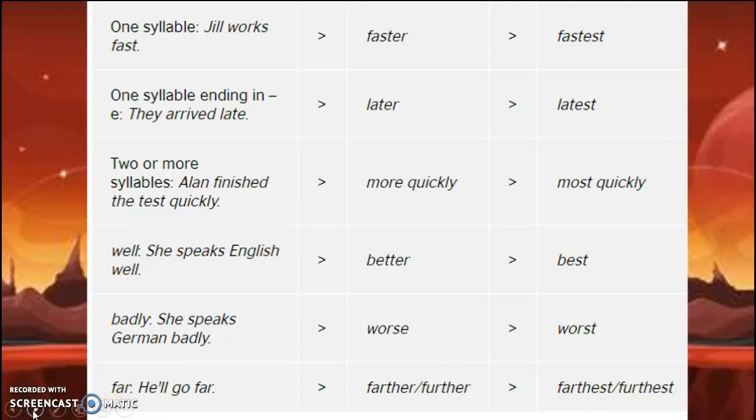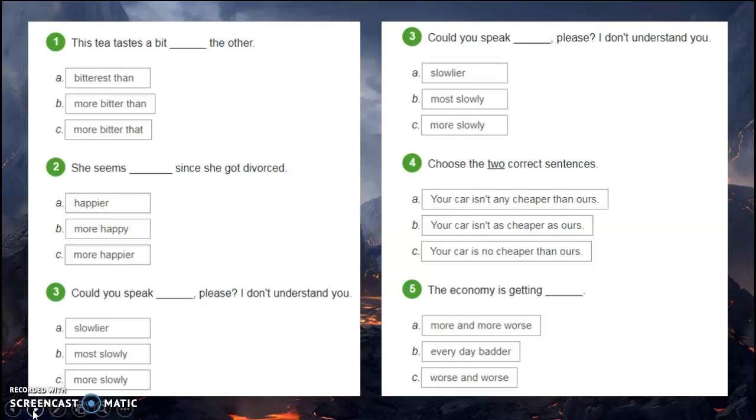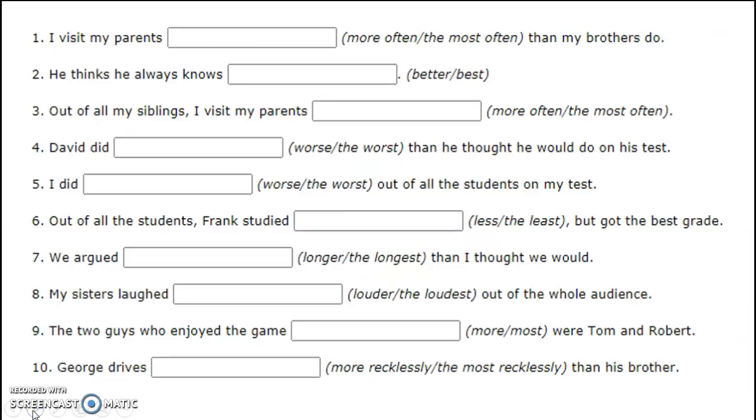Well, it's all about the adverbs. Now it's time to practice. Here you have some exercises. Please choose the correct option to complete each sentence. And this is the second exercise.